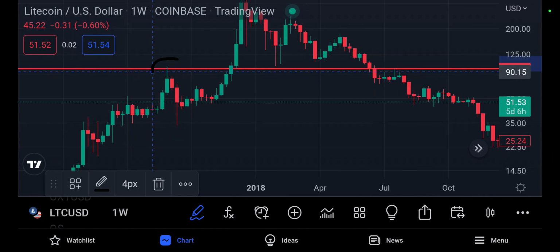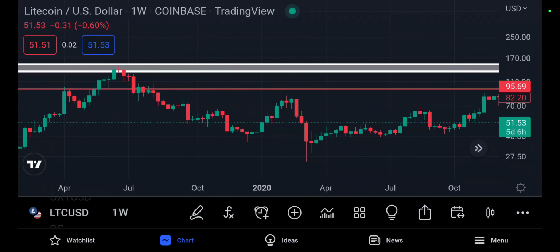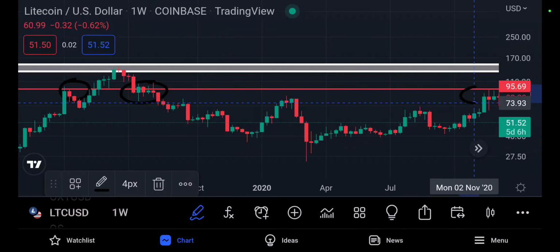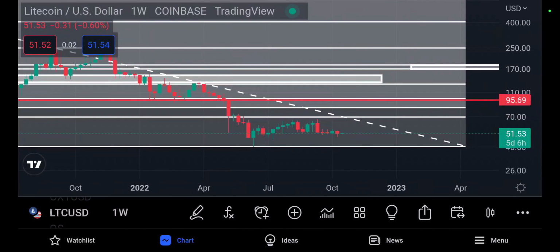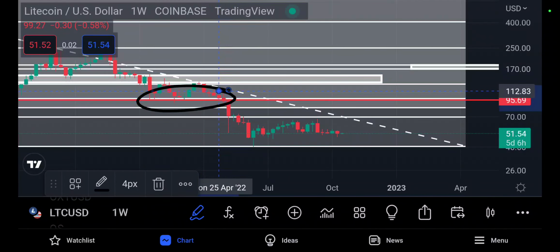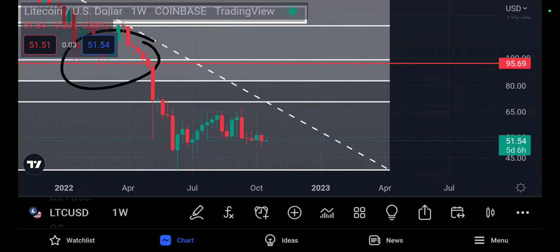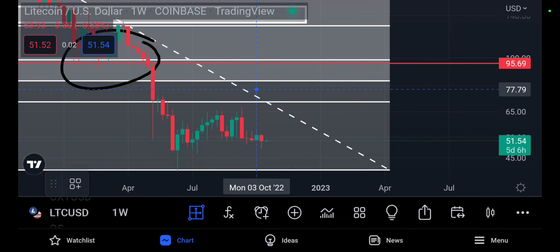We got it right here. We could say right here. Right here. Over here in this area. Over here. So the 0.5 is pretty much going to act as resistance on the next uptick. So if we get above it, that will definitely be good.